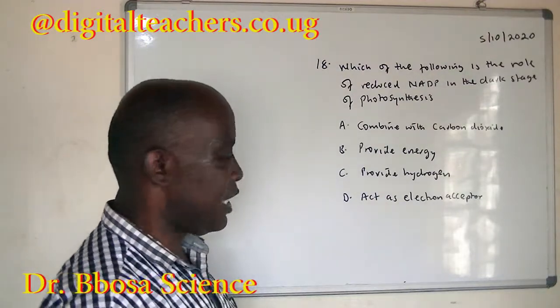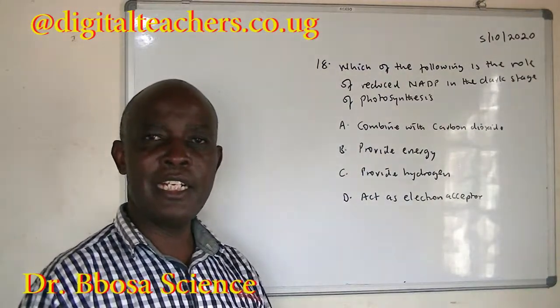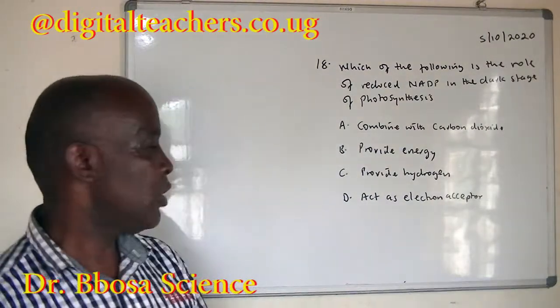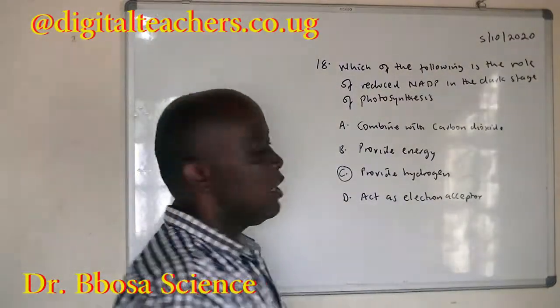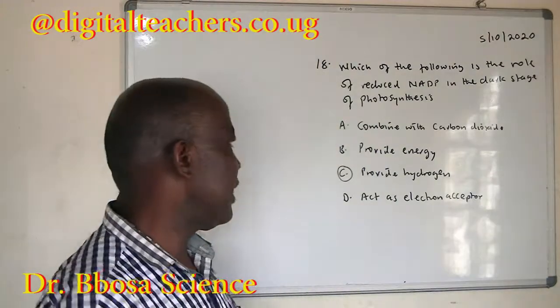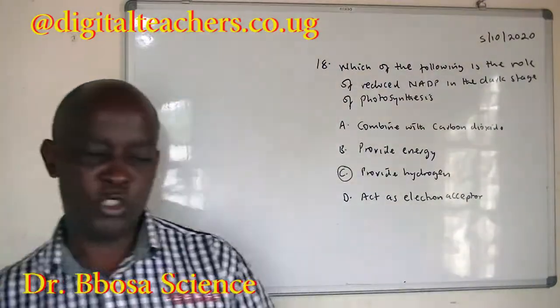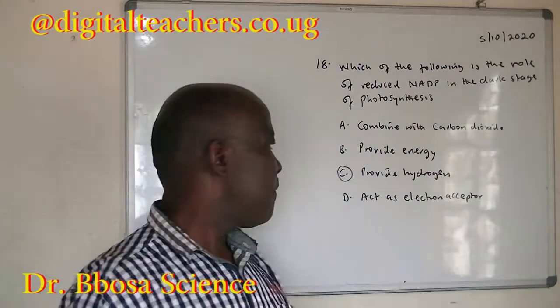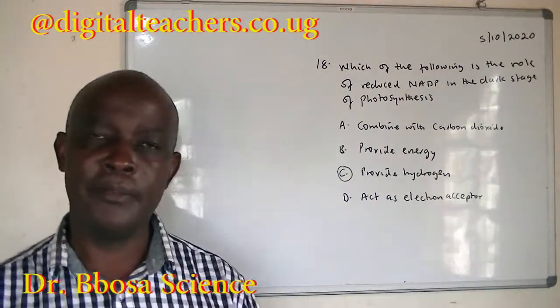Provide hydrogen. You can pause, get the answer, then we continue. So the answer is C. It provides hydrogen for reduction of carbon dioxide. Of course, B is also a bit correct, but the most correct is C.